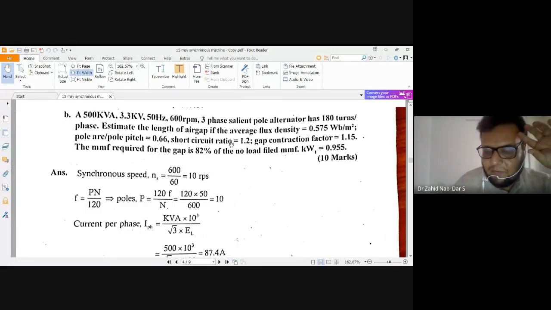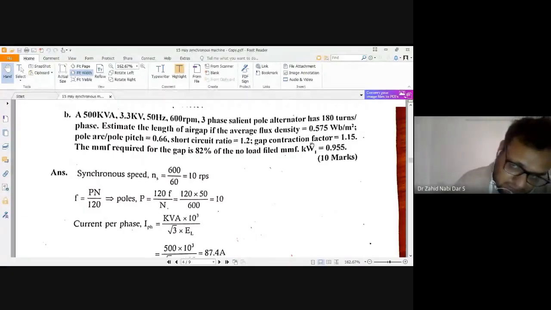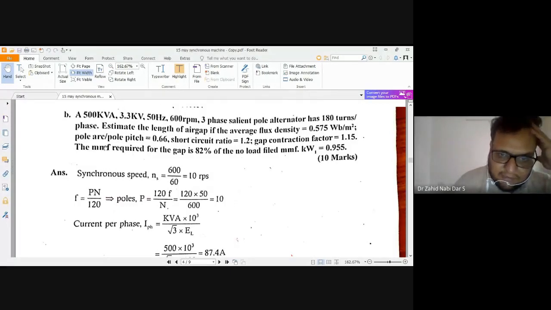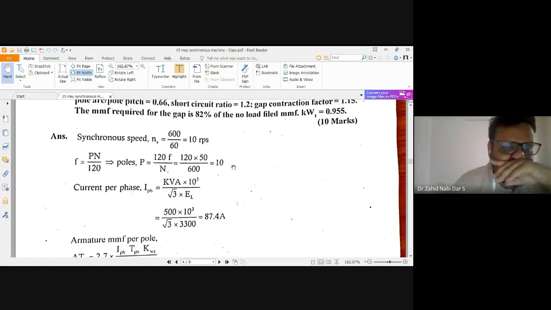Short circuit ratio is 1.2. Okay. Gap contraction factor, that also I have discussed, 1.15. So the MMF required for the gap is 82% of the no load MMF, kVA is equal to 0.955. So what he's wanting is the length of the air gap. This is the quantity he wants. So, length of the air gap.